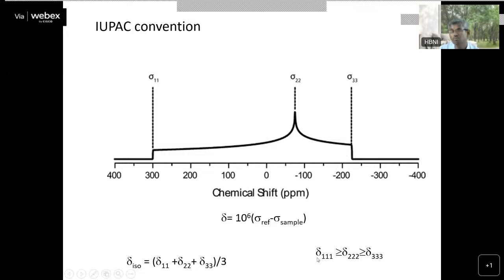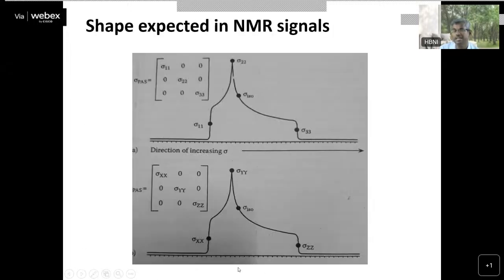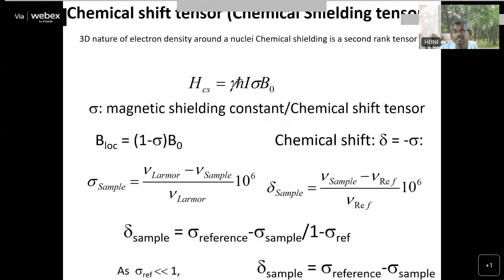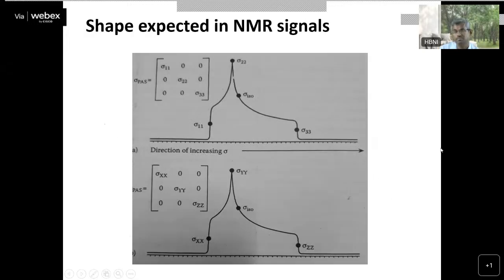So delta 11 will be what? If you see here, delta 11 will have the reverse trend, because delta is nothing but minus sigma. You see here, the chemical shift delta can be related to minus sigma.